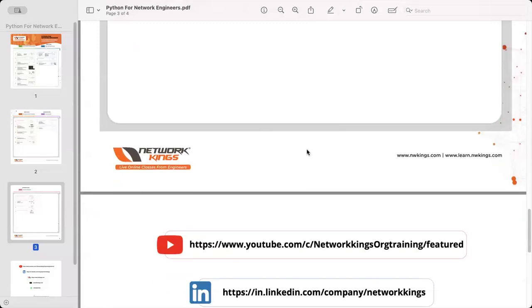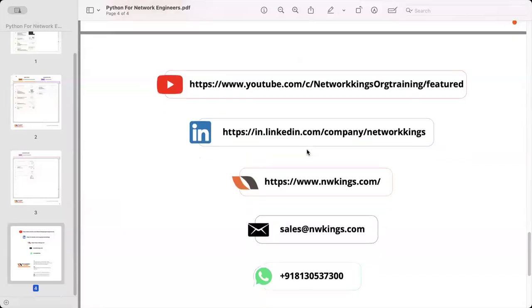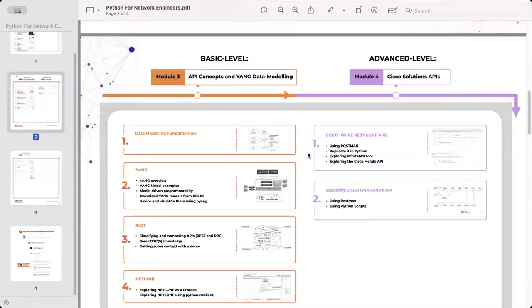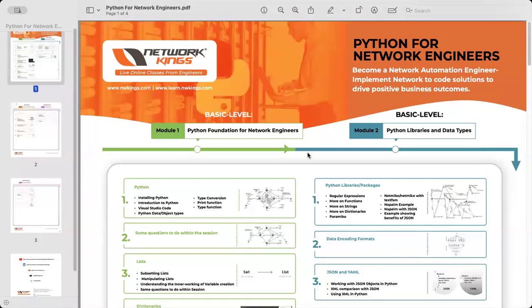Who can learn Python for network automation? Whether you're a beginner in networking, CCNA, CCNP certified professional, system administrator, IT student or fresher, this course is designed for you. No prior programming experience is required. Prerequisites. To get started, you just need basic understanding of networking concepts, IP, routing, switching, a laptop with internet access, curiosity to learn and automate.